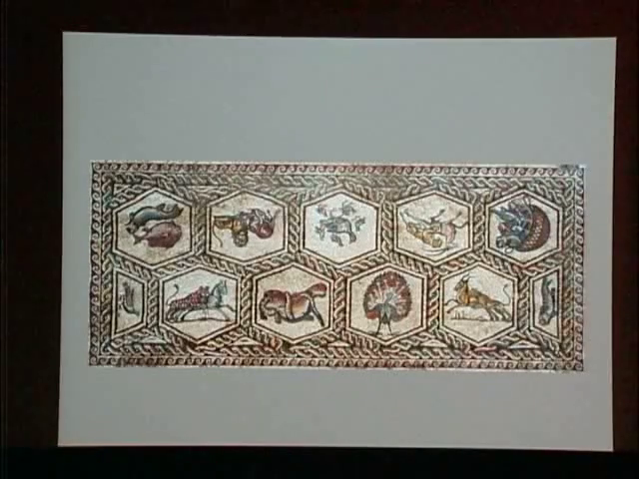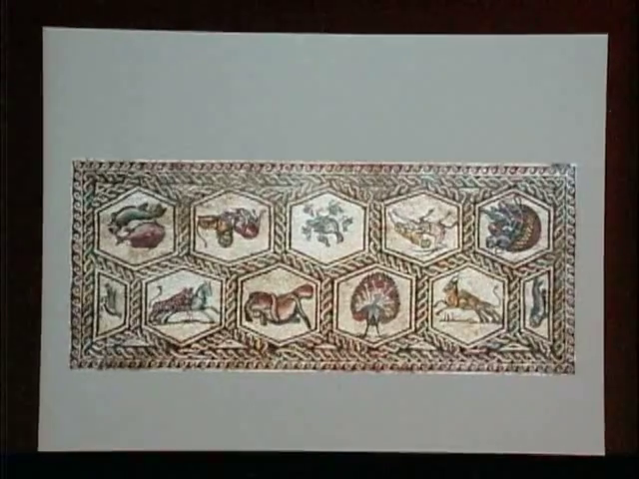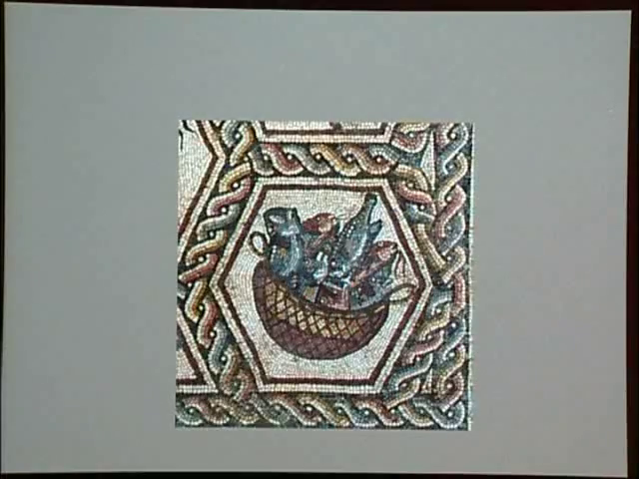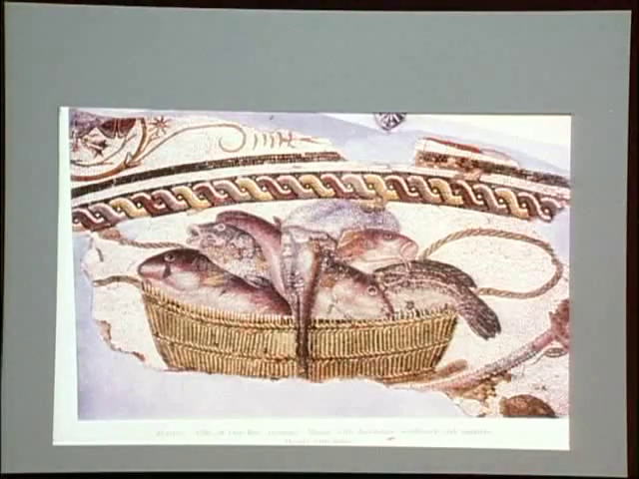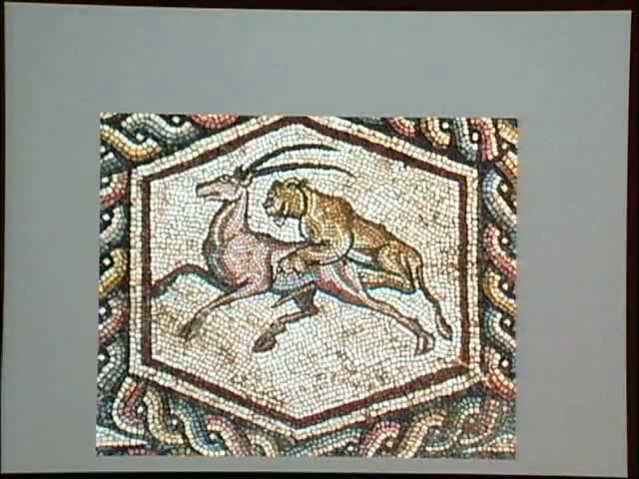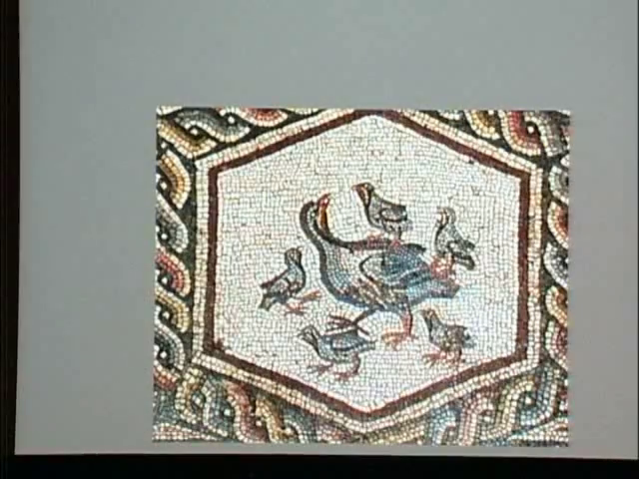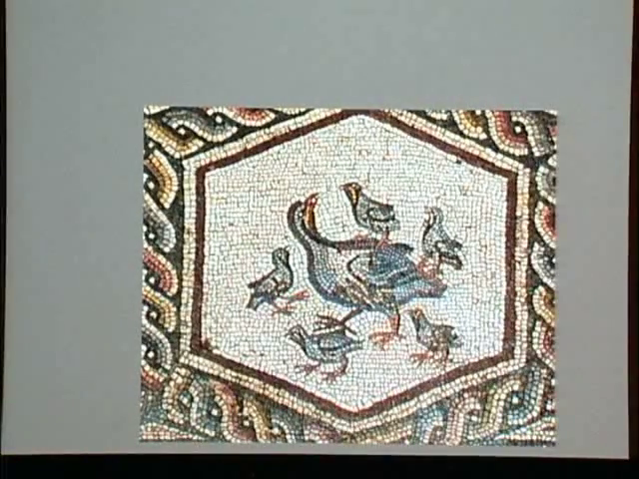The hexagons in the upper row of the panel, from right to left, consist of a 2-handled basket with all kinds of fish, a motif peculiar to Roman North Africa. Here's a basket from Roman North Africa. Next, we see a lioness attacking a stag. Next to it, there is a rock partridge surrounded by 5 chicks. They are not only ferocious scenes, they are also nice, quiet scenes.